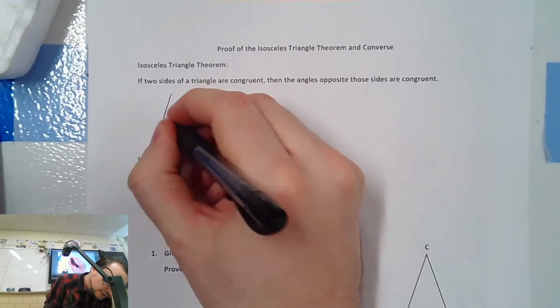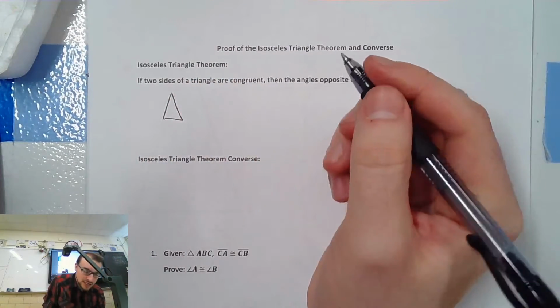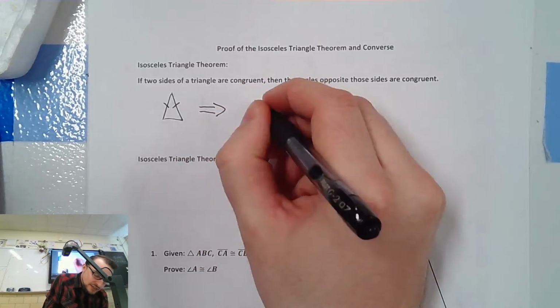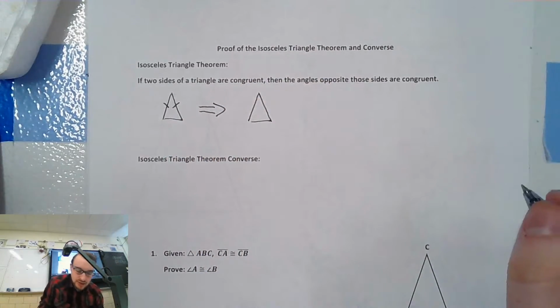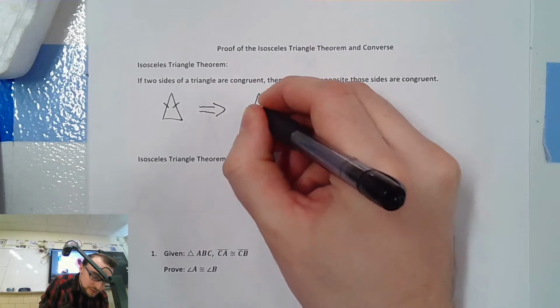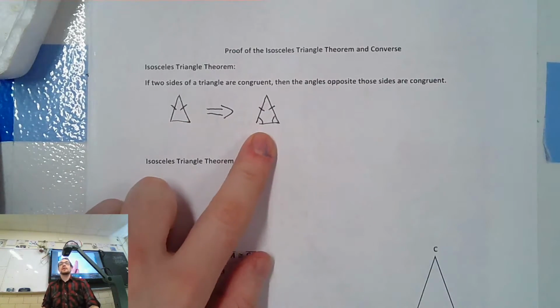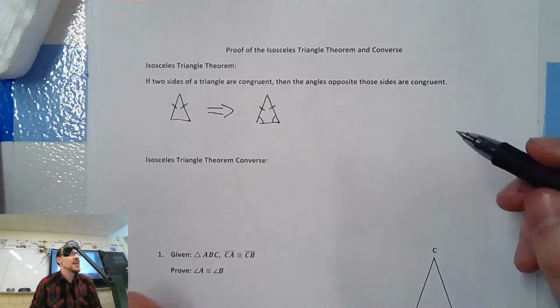So if I've got a triangle, and I've got two sides of it congruent, like this, then what that implies is that I have an isosceles triangle. The opposite angles will be congruent as well. So that implies that. So if you have this, you get this for free. Now we're going to prove why that is.